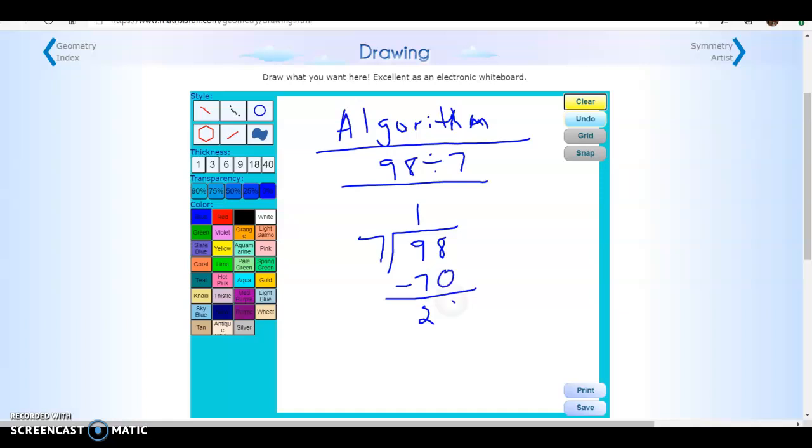There's 0 ones there. So it's 28, and then 7 into 28 will go 4 times. 7 times 4 is 28. And that would be 0, and of course our answer is 14. All right, those are our 3 ways to solve the division problem 98 divided by 7.